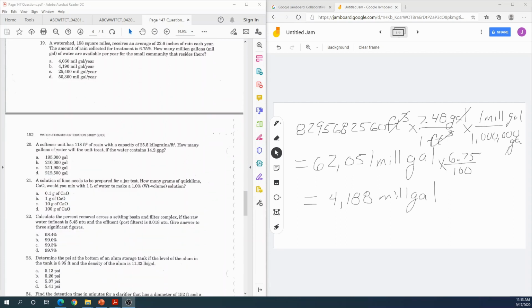A softener unit has 118 cubic feet of resin with a capacity of 25.5 kilograms per cubic foot. How many gallons of water will the unit treat if the water contains 14.2 grains per gallon?